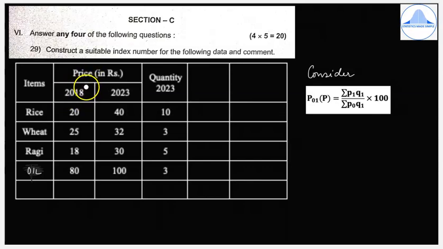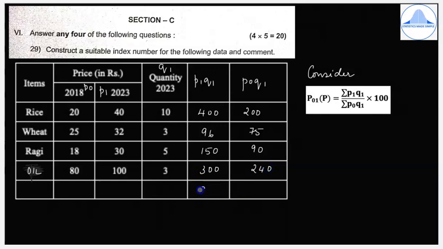So price in 2018 you mark it as P0. Price in 2023 mark as P1, quantity in 2023 is Q1. So now form two columns, that is P1 Q1 and P0 Q1. So P1 Q1, it is 40 into 10, so 400. Similarly 96, 150 and 300. So P0 Q1, so 20 into 10 is 200, 75, 90 and 240.